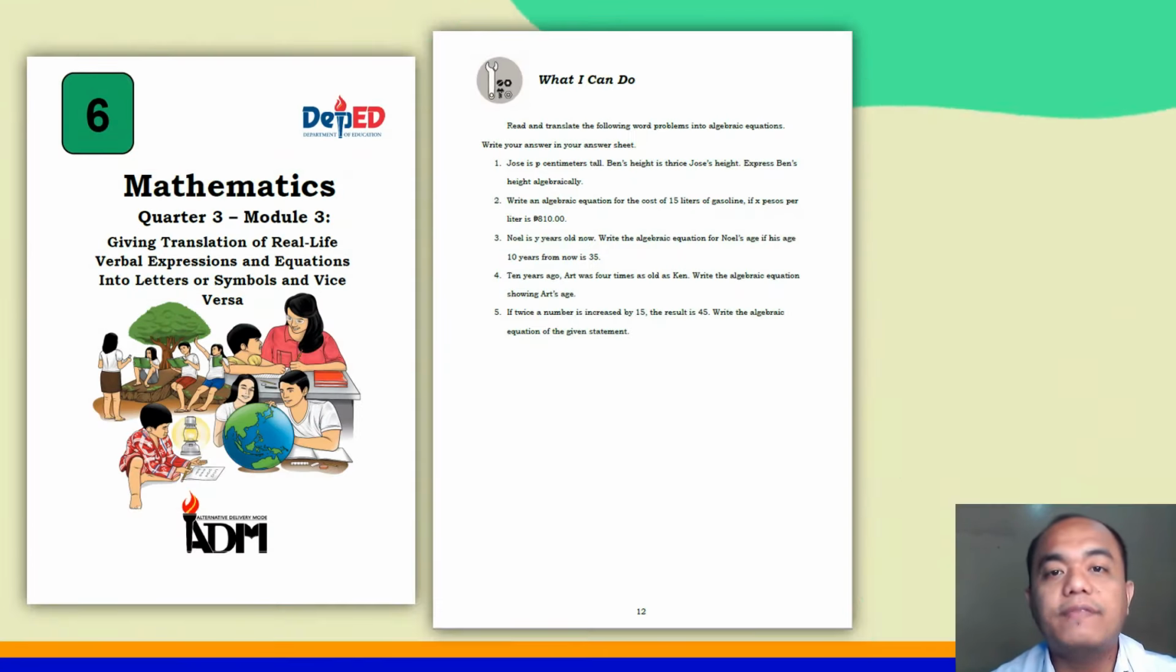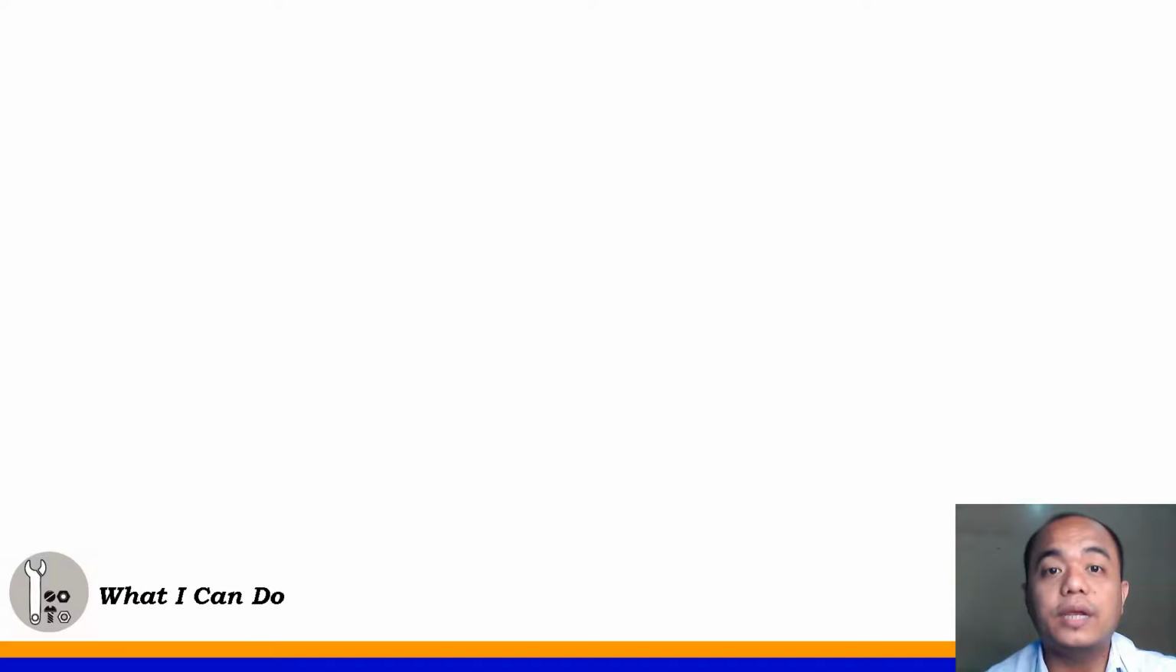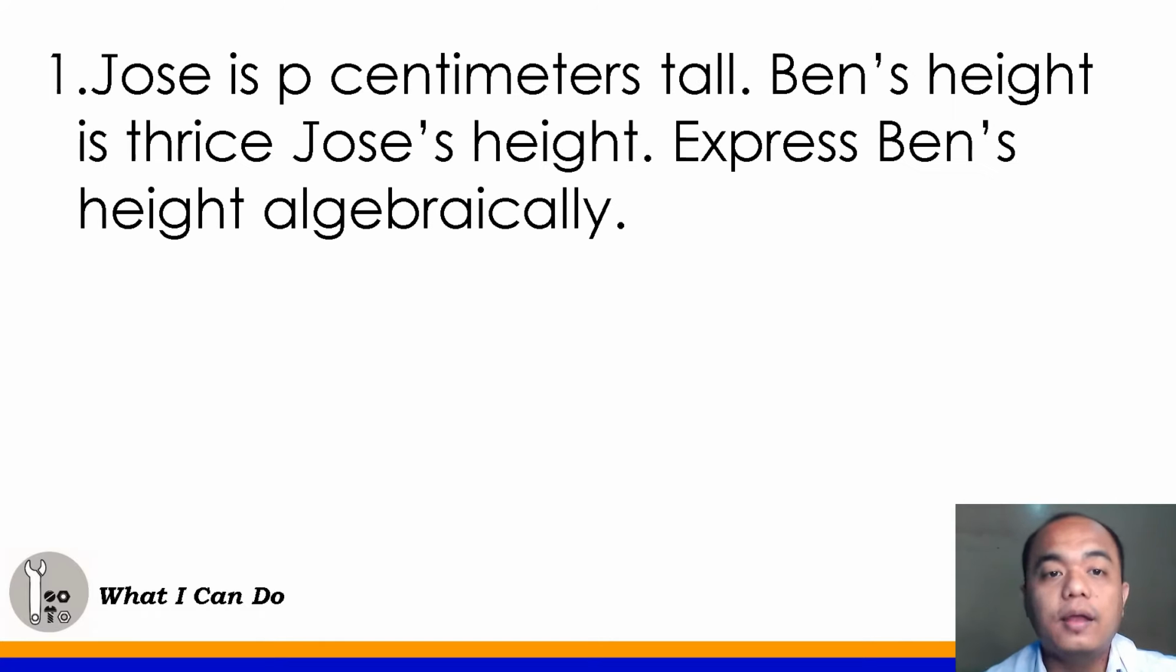This time, let's have the what I can do part of your module that could be found on page 12. Okay, the direction is read and translate the word problems into algebraic equations. Okay, for number 1, Jose is 3 centimeters tall. Ben's height is thrice Jose's height. Express Ben's height algebraically.